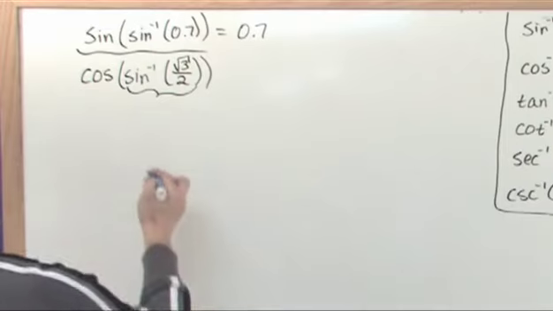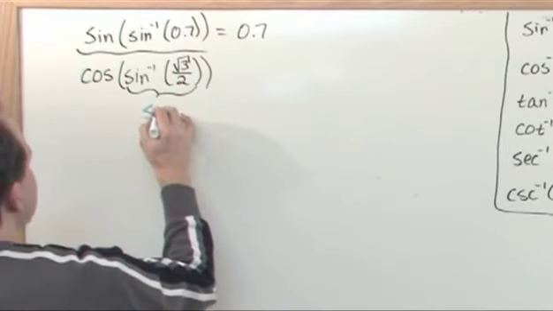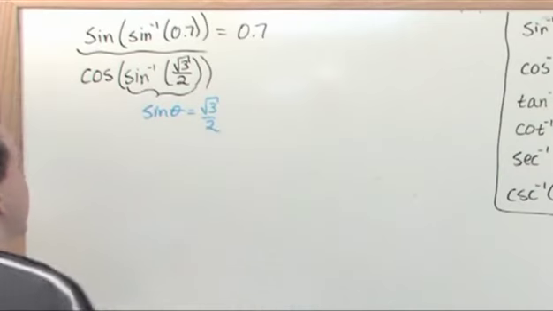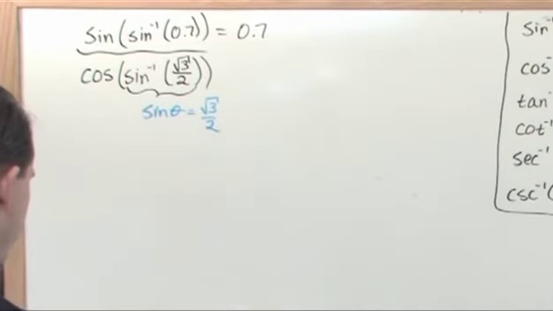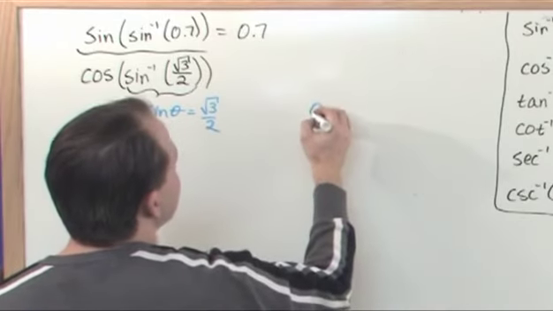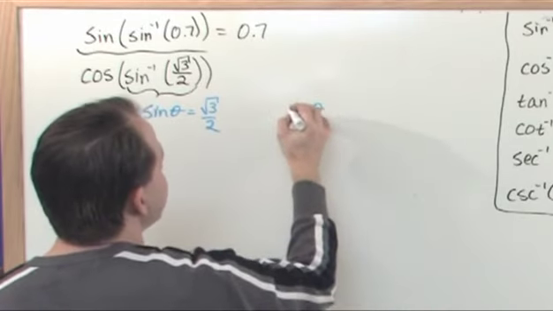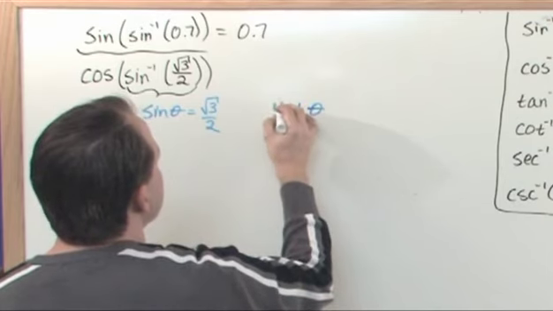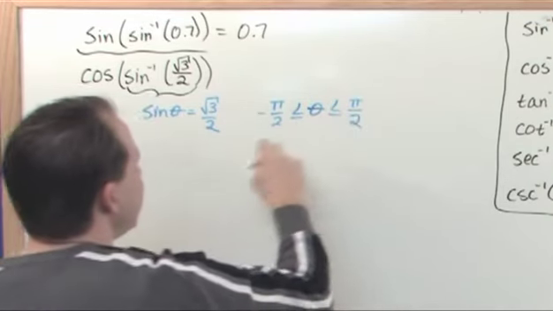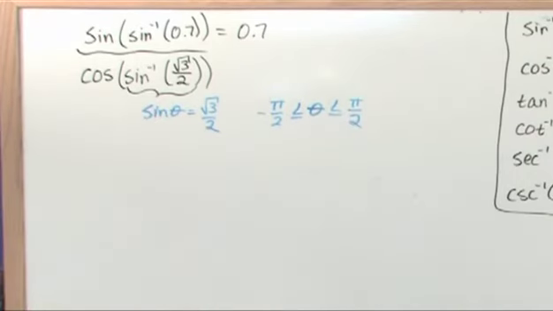What that means is that the sine of some angle is equal to square root of 3 over 2. And I just need to find out what that angle is. By the way, because we're talking about a sine, the angle by definition must be between negative pi over 2 and positive pi over 2. I'm drilling this into you every problem because it's really important that you keep that in mind.